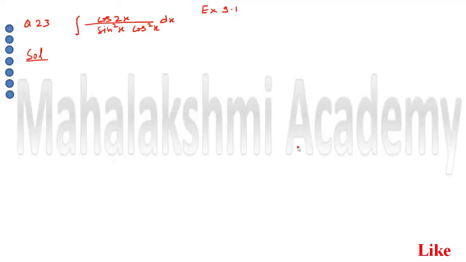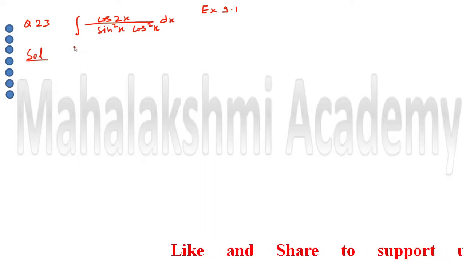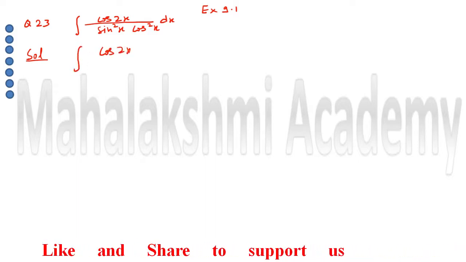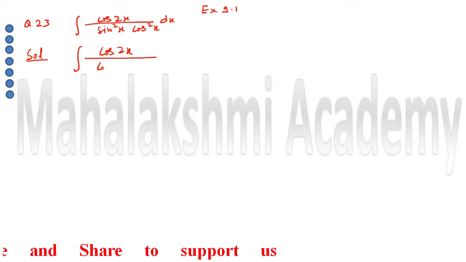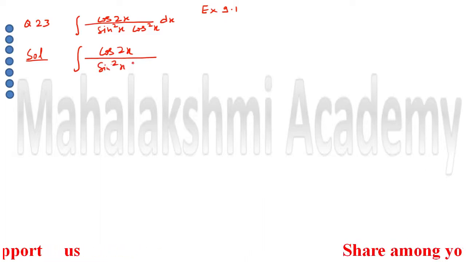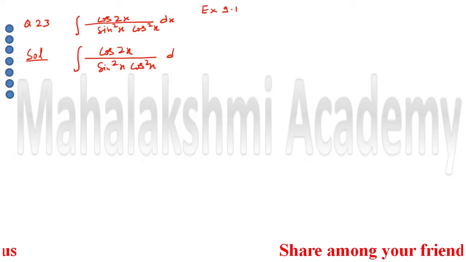Hello everyone, I am going to explain some questions from exercise 9.1. So we will start from question number 23. In this question, we have to integrate cos 2x upon sin square x cos square x with respect to x.